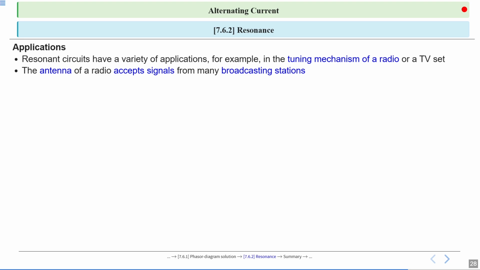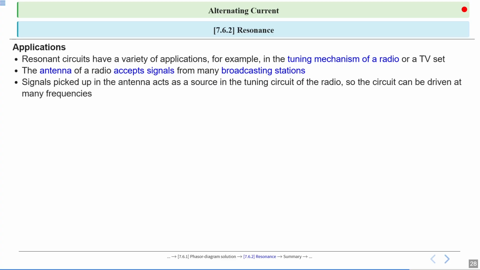The antenna of the radio accepts signals from many broadcasting stations. There are so many broadcasting stations and so many channels. So the antenna is receiving every signal. So how will we tune it? Signals picked up in the antenna act as a source in the tuning circuit of the radio. So the circuit can be driven at many frequencies, meaning any frequency can be used to drive the circuit. But which frequency will we use? We will use the frequency which is matching with the natural frequency of the radio set.